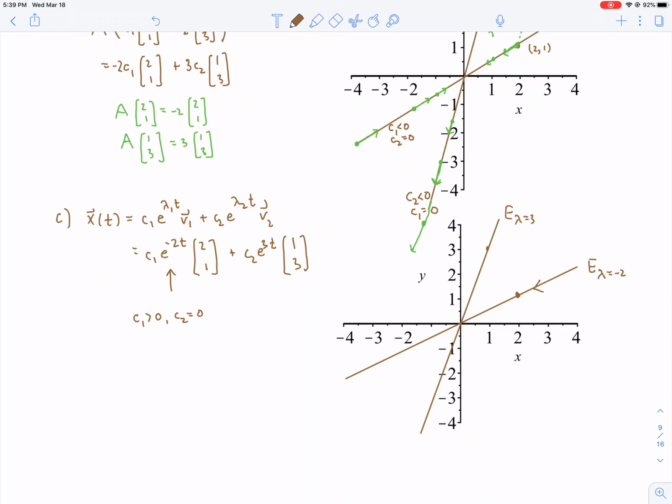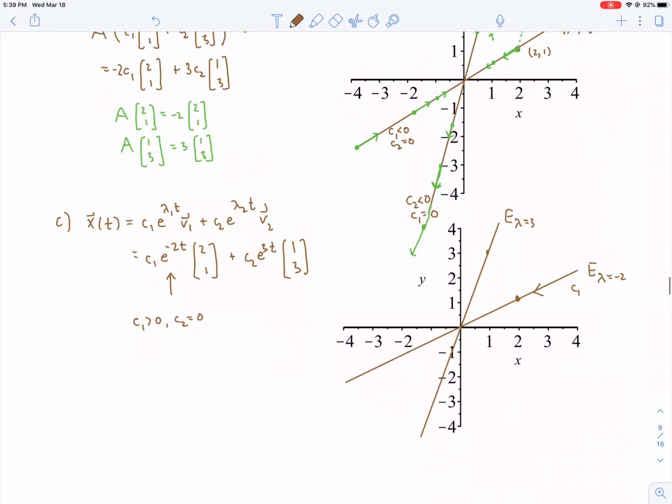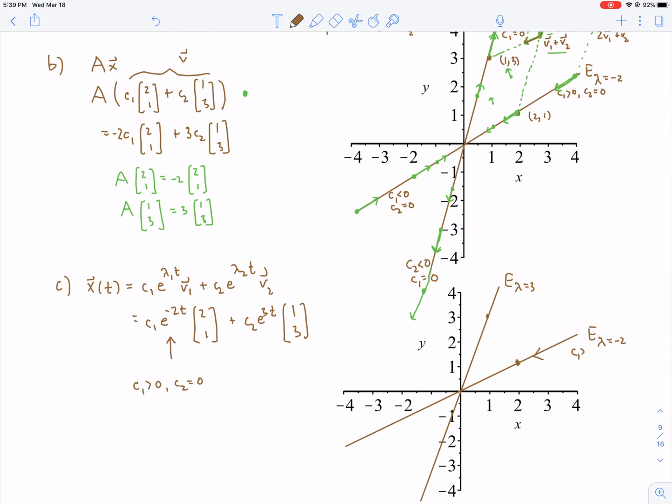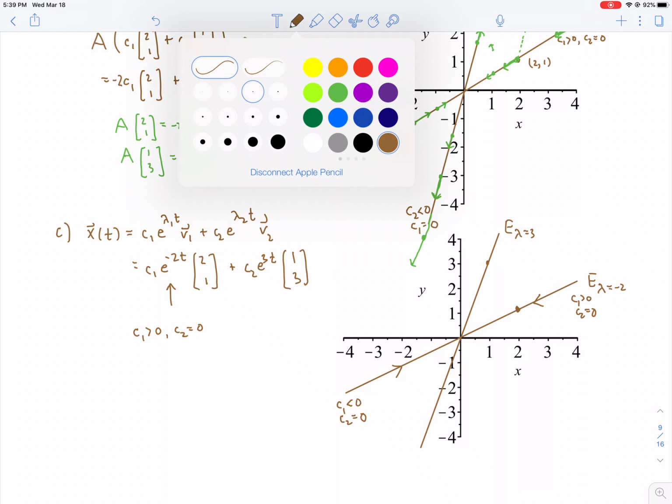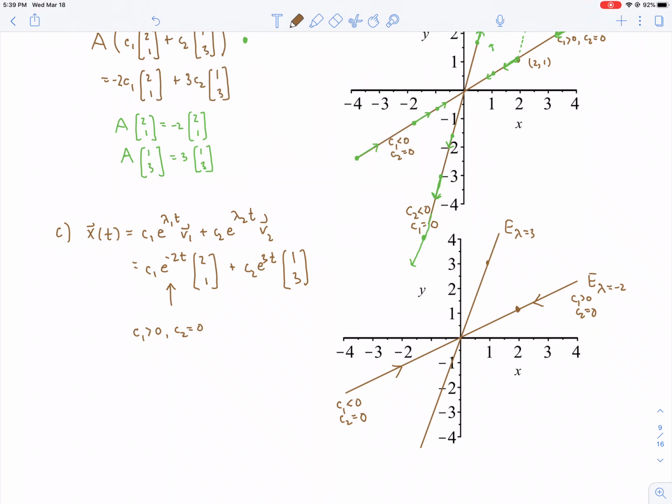And so here c1, just as before, is positive and c2 is 0. On the other half of that eigenspace, the c1 is negative and the c2 is 0. But again, the decaying exponential means that the solution converges to the origin. The opposite happens on the lambda equals 3 eigenspace.